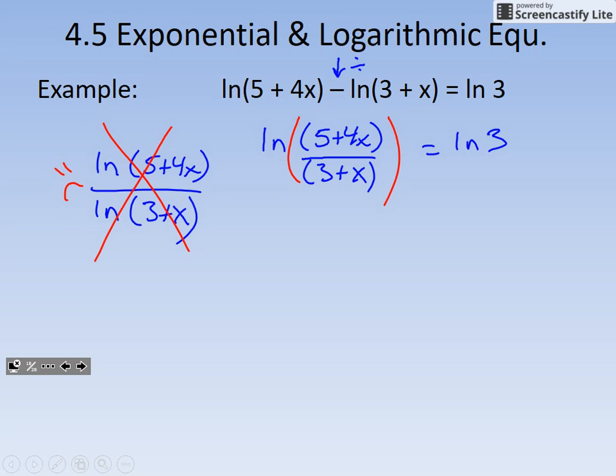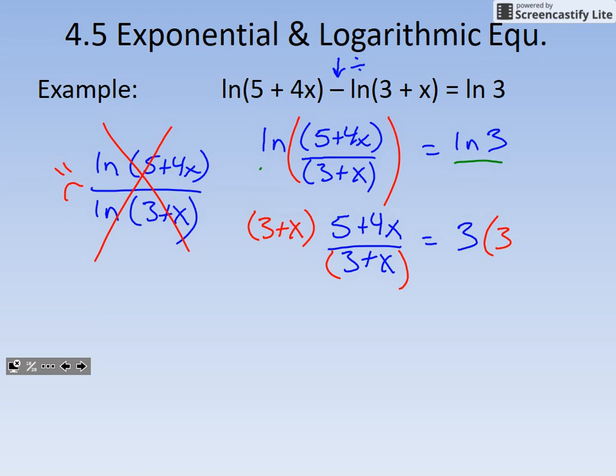Now, since we only have a single term on each side, we can ignore the logs. Essentially, what we're doing now is we really just have 5 plus 4x divided by 3 plus x equals 3. So now just some basic algebra. To get rid of that, I'm going to multiply both sides by 3 plus x, and I'll need to distribute that. Over here on the left side, those just go away. Now that gives me 5 plus 4x equals 9 plus 3x.